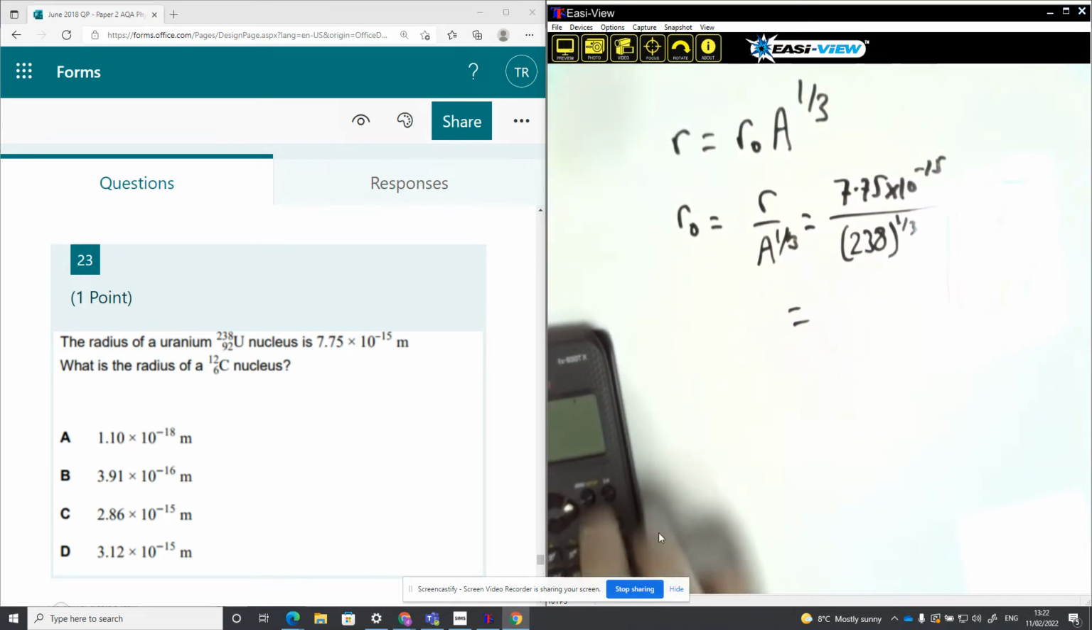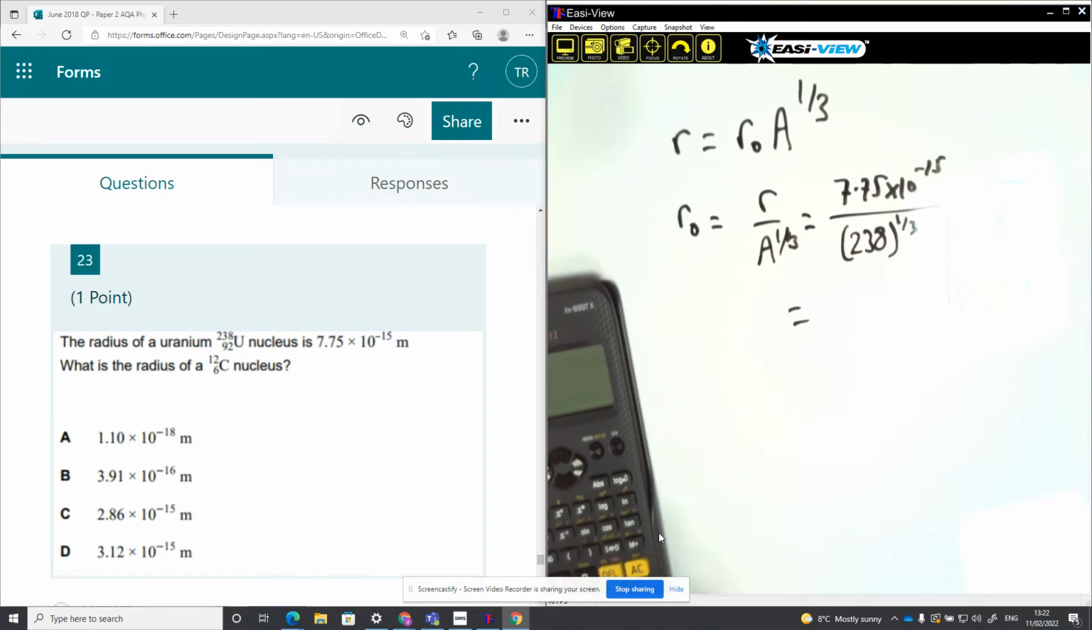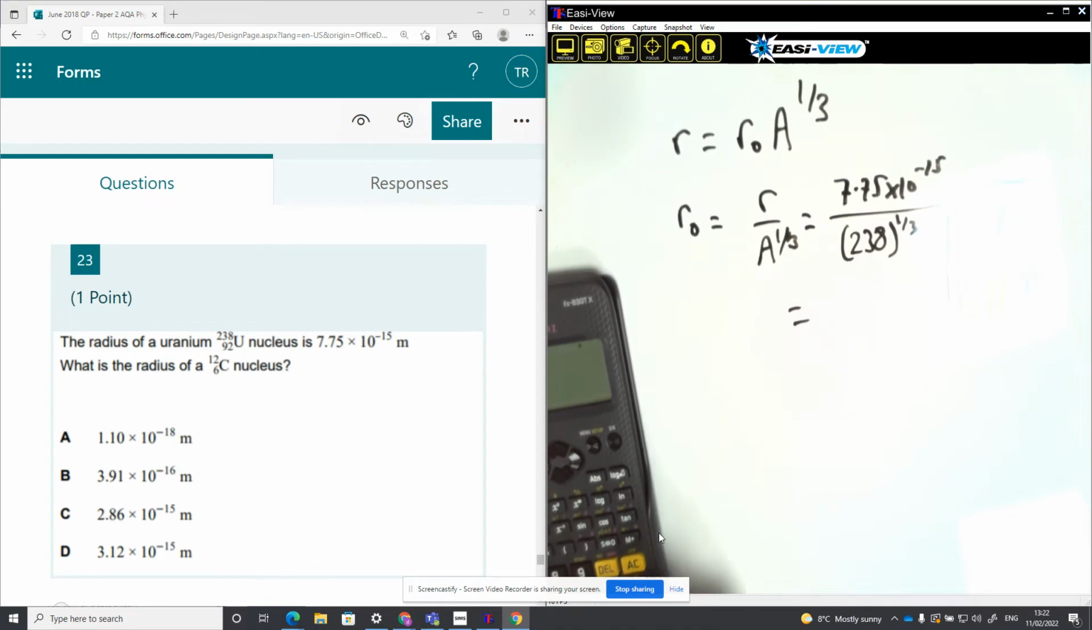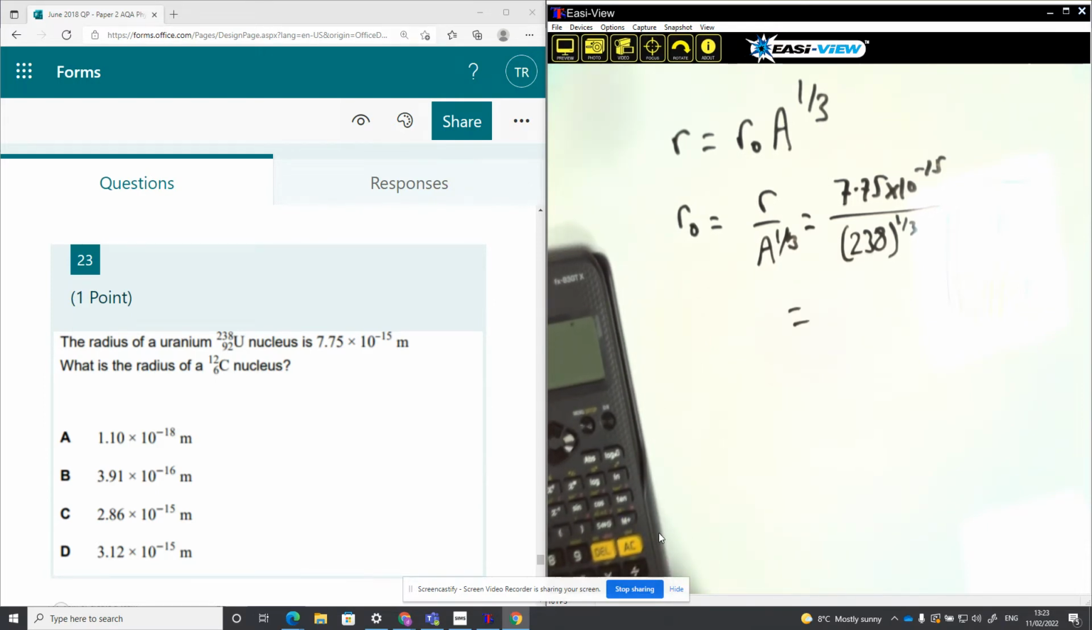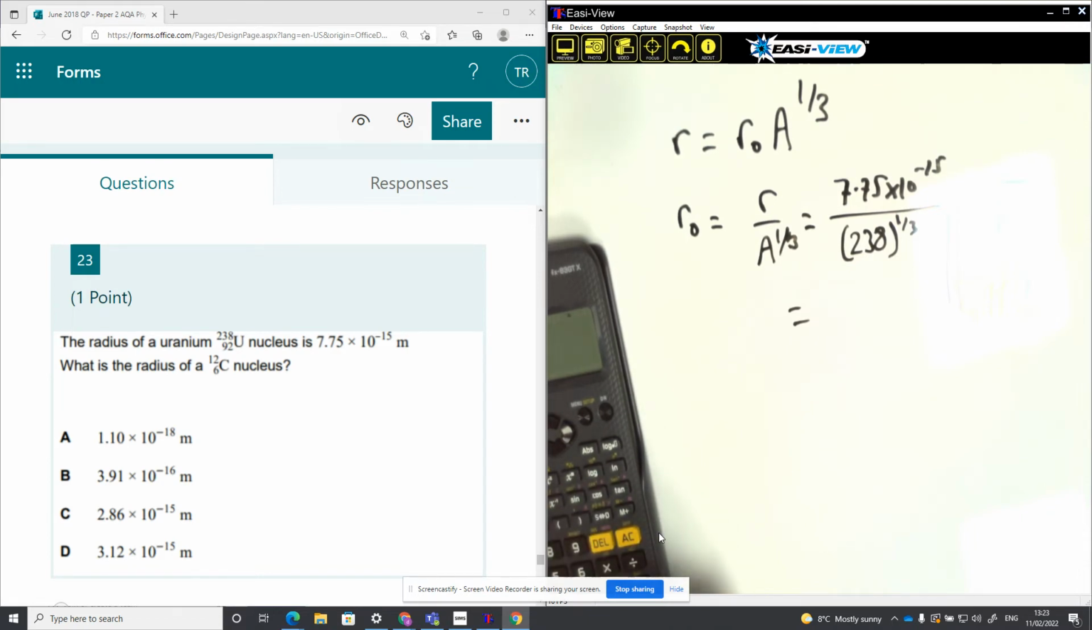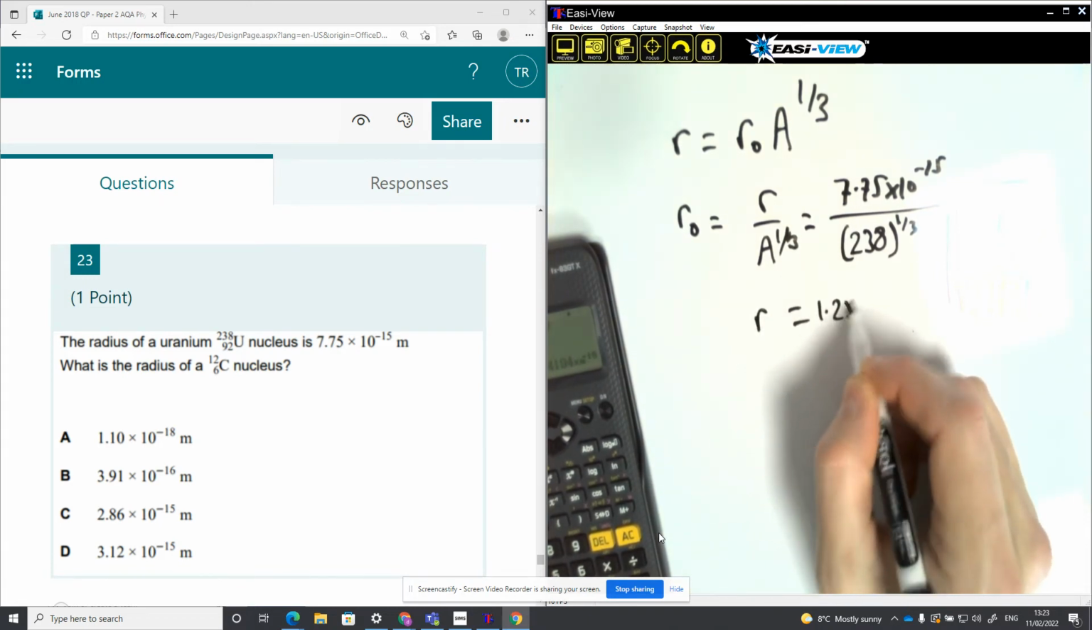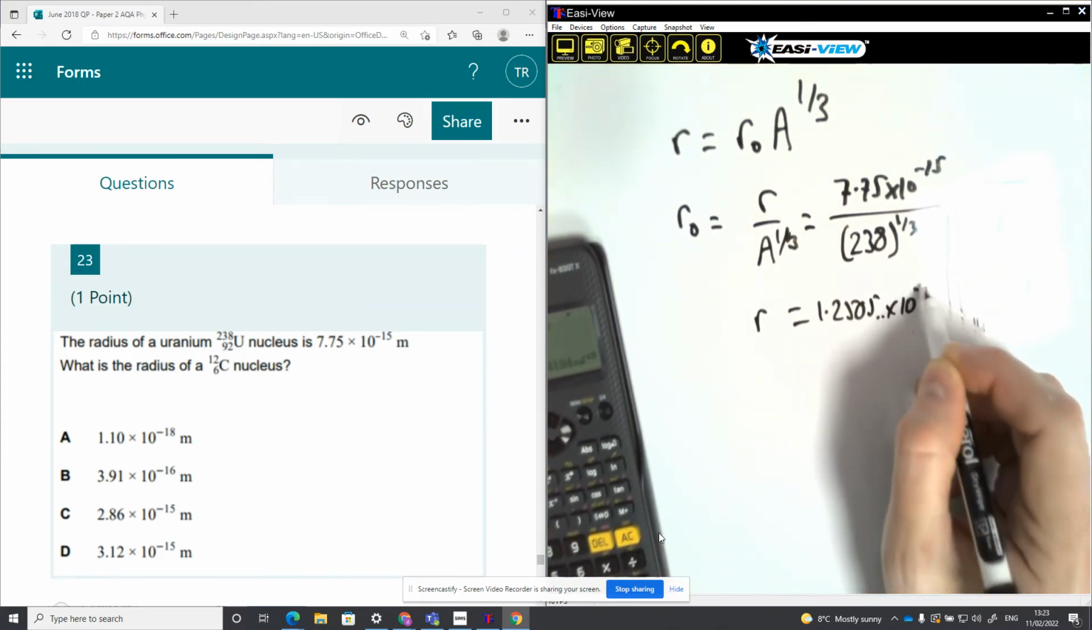So we've got 7.75 times 10 to the negative 15, all divided by the cube root of 238. Taking me a little bit longer because it's not a function I do very often, and I should practice using this calculator a little bit more. And we end up with R naught being equal to 1.2505 and some other stuff times 10 to the negative 15.